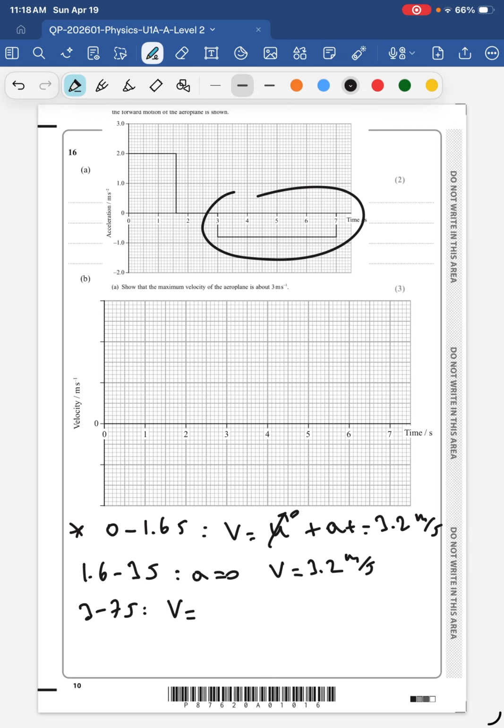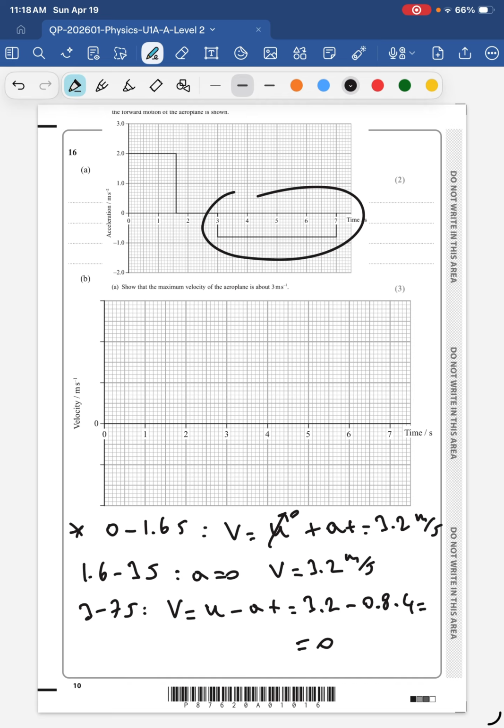Okay, so from 3 to 7, we have the final velocity equal to the initial velocity, which is 3.2, right? Minus at. So 3.2, and then minus the expression, which is 0.8, minus 0.8, right? Because it's negative, it's a deceleration, times 4 seconds. So that's actually 0. The final velocity is 0.